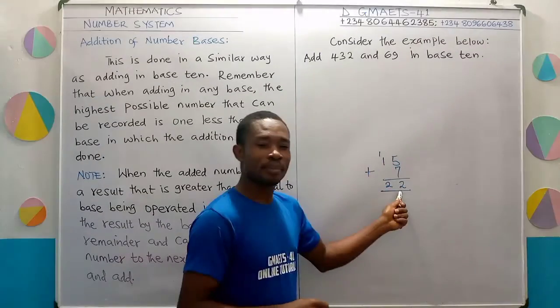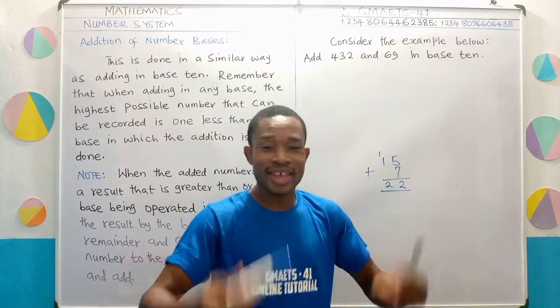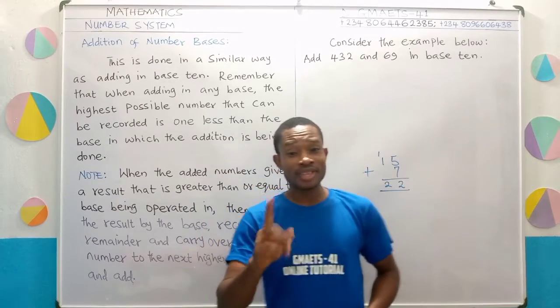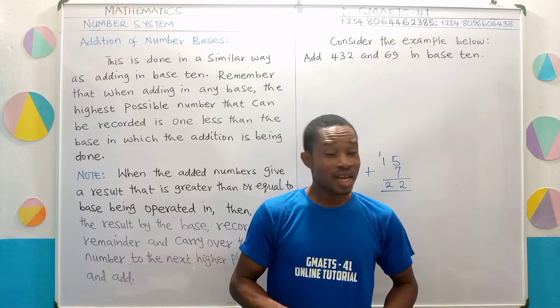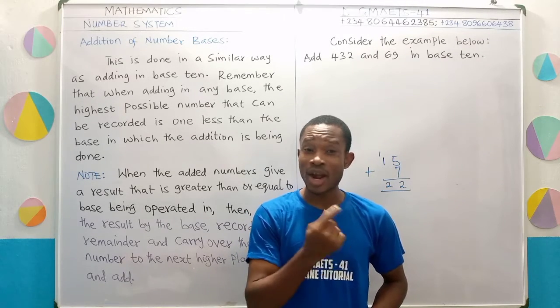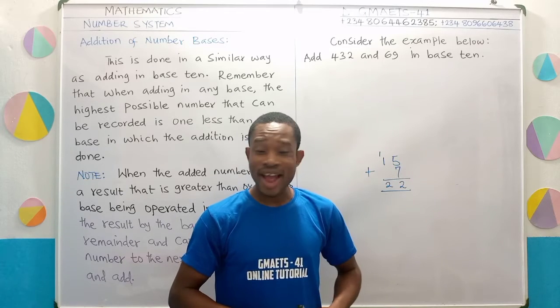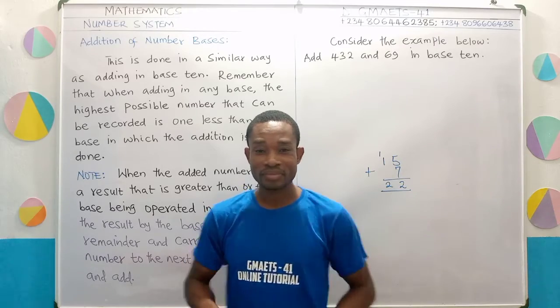Actually, we do that here, but we don't usually show it. And because we don't say this again and again for students to know about it, sometimes when they want to do addition in another base, it becomes challenging. And that is why today I'll be showing you why I recorded 2 and moved 1, and why I cannot record 12 in this my example here.